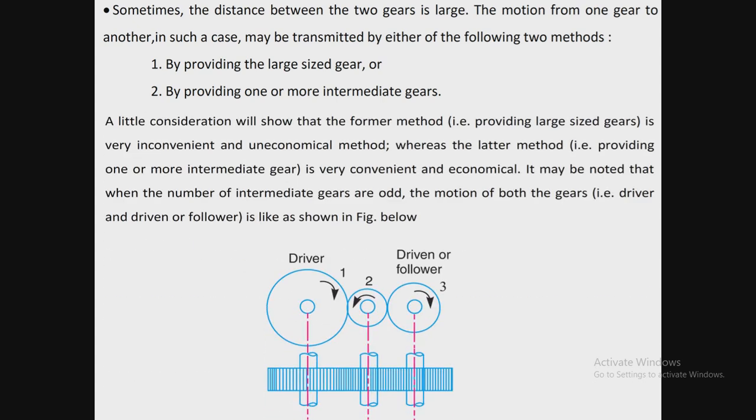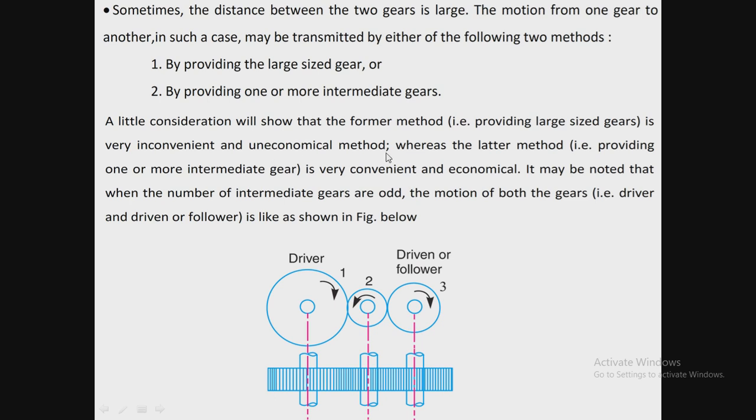So when the distance between two gears, or two shafts, is large, then we transmit the power from one shaft to another shaft by two methods. The first method is by providing a large size gear, and the second method is by providing one or more intermediate gears. But the first method is not convenient and it is an uneconomical method.